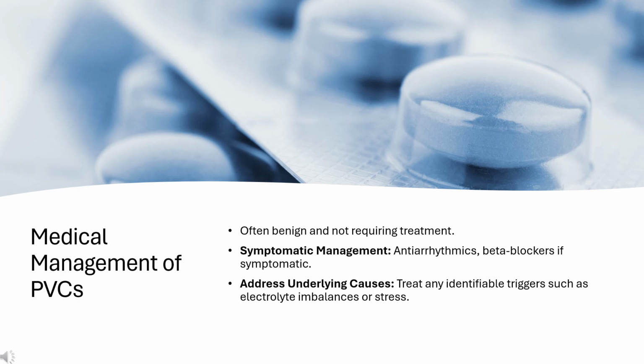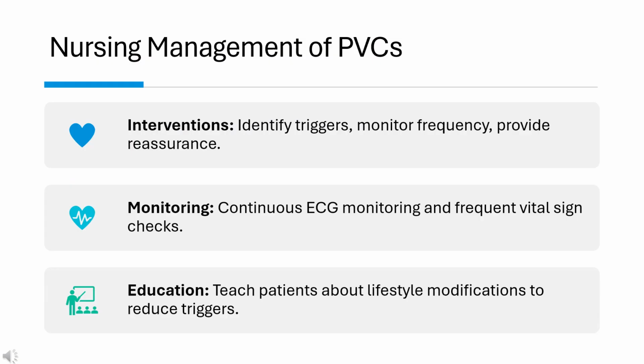Educating patients on lifestyle modifications is a key component of managing PVCs. This includes reducing or eliminating the intake of stimulants such as caffeine and nicotine, which can exacerbate PVCs. Encouraging a healthy diet rich in fruits, vegetables, and hydration can support overall heart health and reduce the likelihood of PVCs. Now, let's focus on the nursing management of premature ventricular contractions.